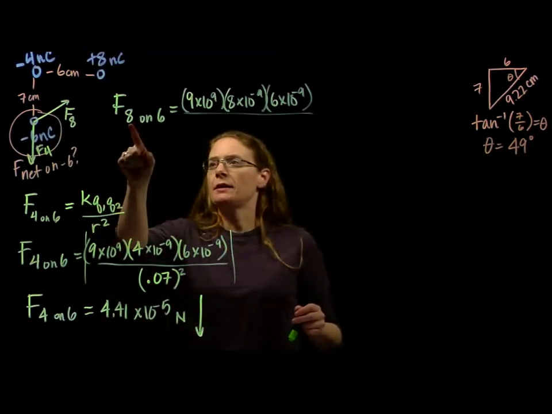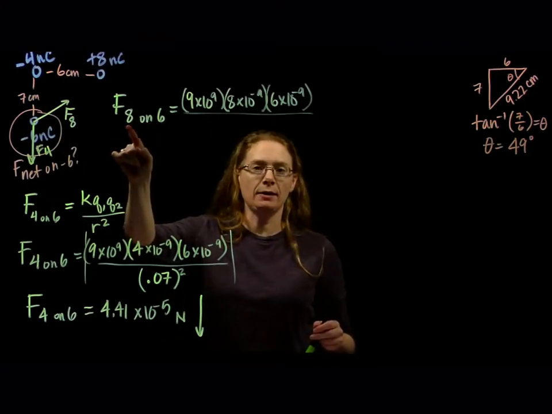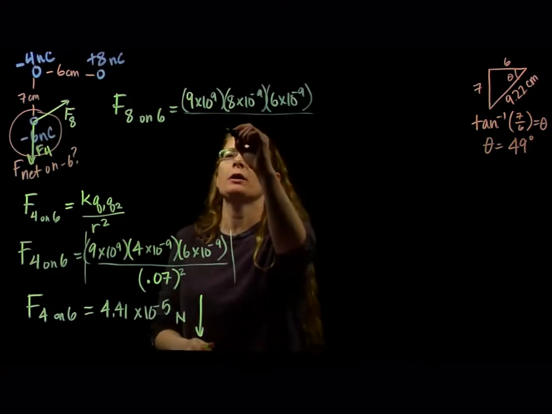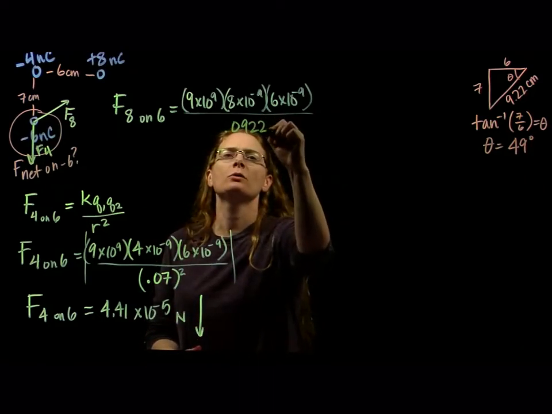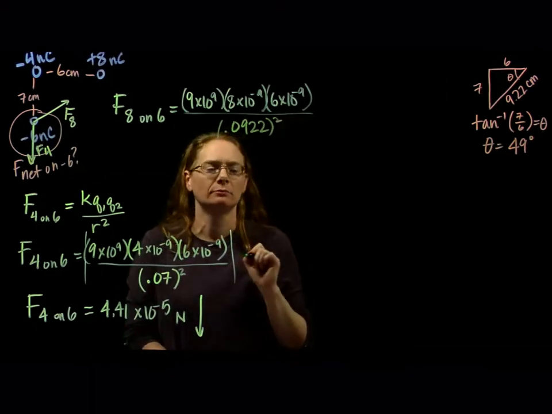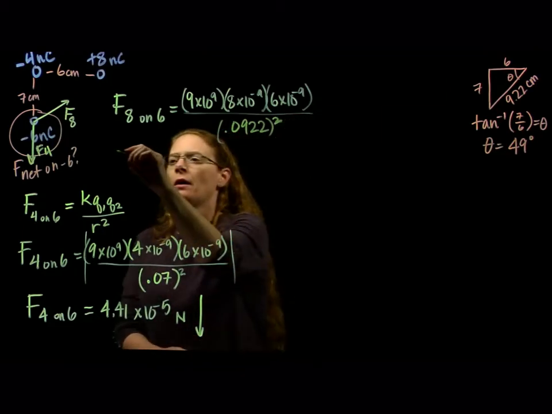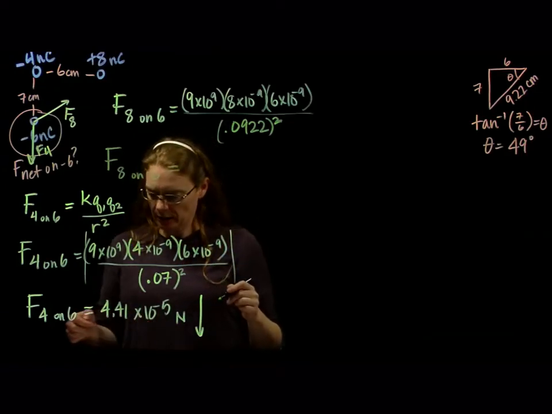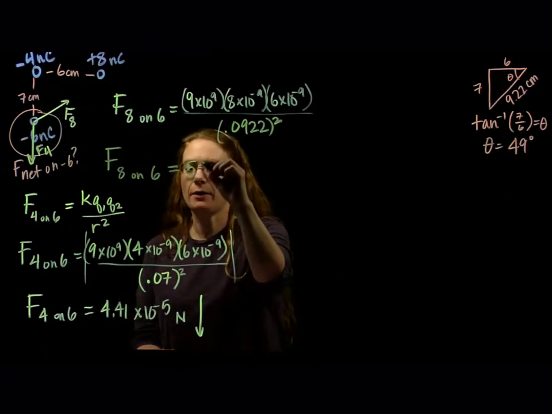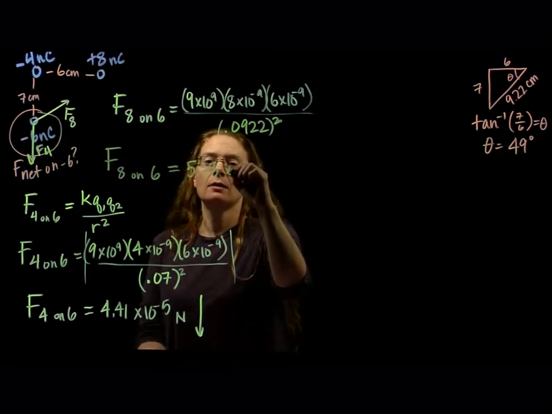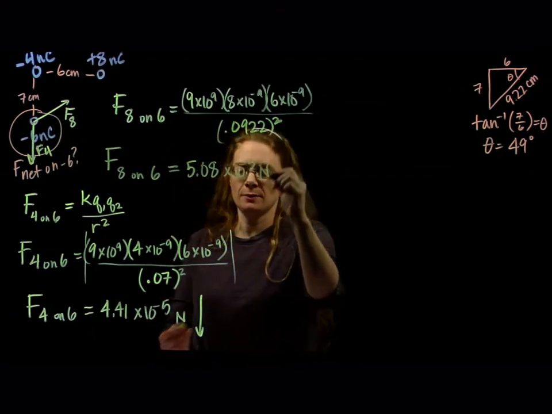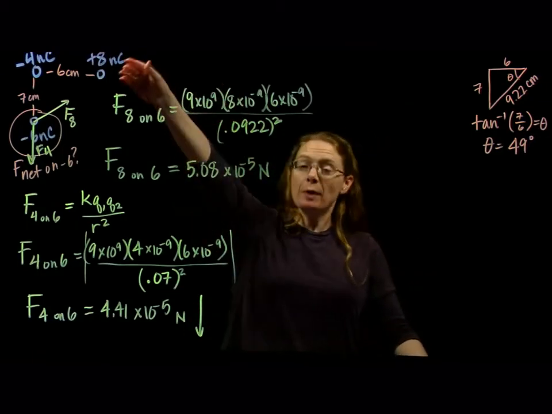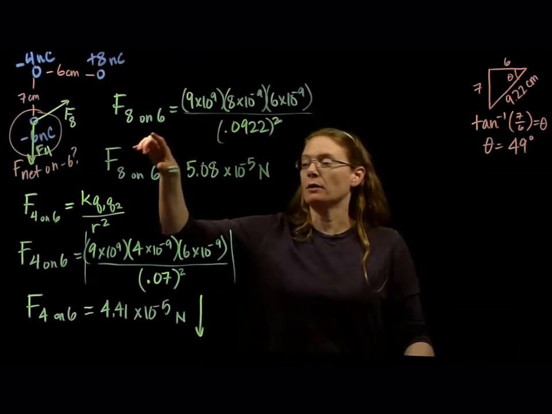So what is the distance, r squared, distance between 8 and 6? That is this hypotenuse, 9.22 centimeters, 0.0922. Don't forget the squared. So that's squared on the bottom. Which means, if we do the calculation, the force of the 8 on the 6 ends up being 5.08 times 10 to the minus 5 newtons. And again, the calculation just gives me the size. I have to look at my picture to figure out the direction.